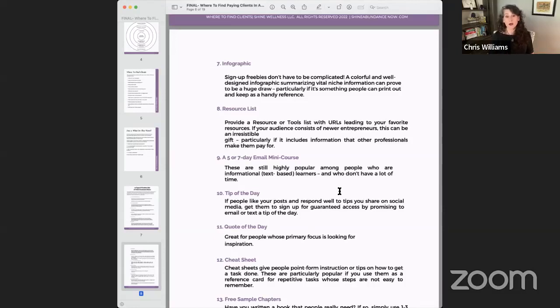Resource lists are also really good. So think about tools, maybe a group of URLs that lead to your favorite resources, again, depending on what your ideal client wants. So if you have clients that are looking for organic foods, maybe you could do a list of your favorite organic foods, or favorite organic snacks, or certain things that could lead directly to the links that you would recommend. That would be really fun.